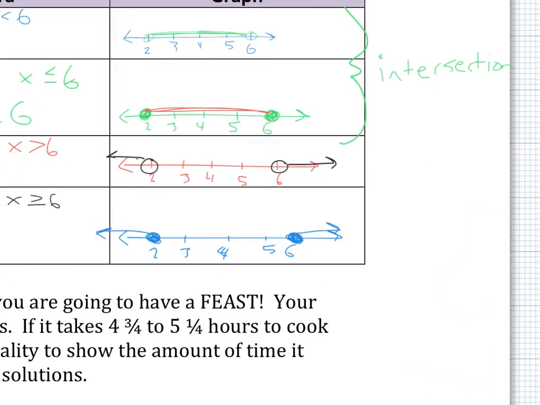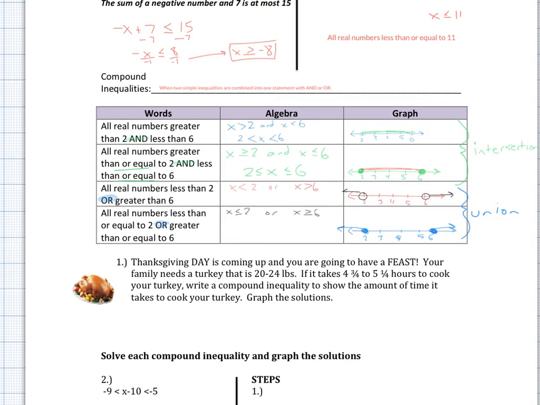These are called unions. This is called a union. If it says "or," it's a union. If it says "and," it's an intersection. Notice two different things: if it says "or," the values go away from each other. If it says "and," it includes the numbers between those. All right?